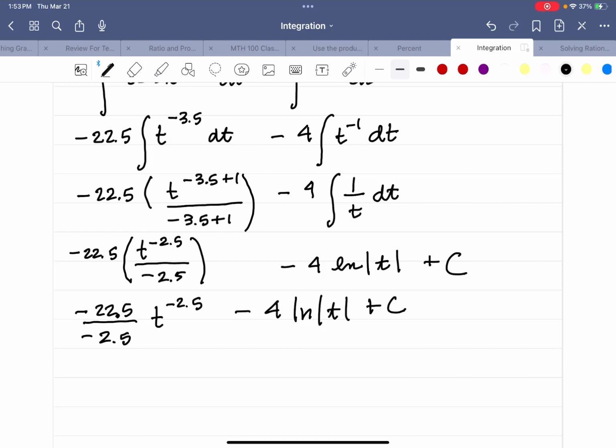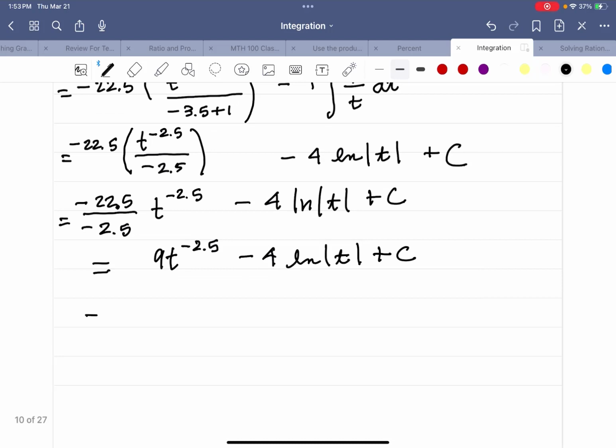So I've got to take my calculator out and divide negative 22.5 by negative 2.5. So I get 9t to the negative 2.5 minus 4 natural log of t plus c. So this is what my integral is.